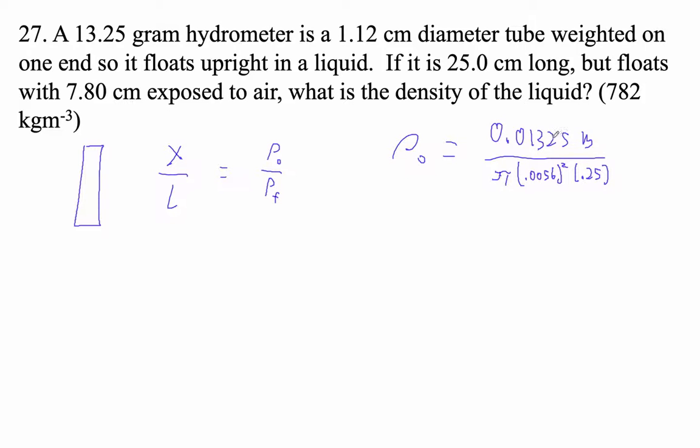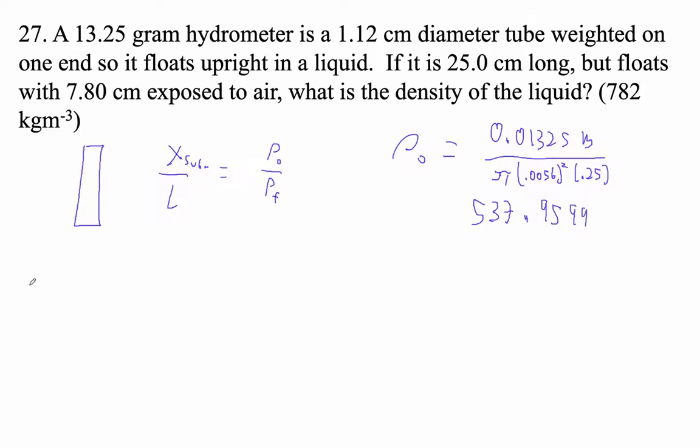So 0.01325 is my mass, divided by parentheses pi times 0.0056 squared times 0.25. And I get that its density is 537.9599. So now I'm all set. The amount submerged in the fluid, we've got to figure that out. It's a little bit tricky. I don't know if this is better, but let's do it.